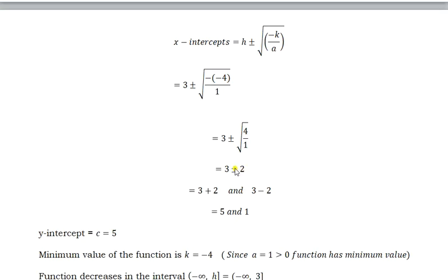3 plus minus 2 means we have two values: 3 plus 2 and 3 minus 2. 3 plus 2 is 5 and 3 minus 2 is 1. So these are the x-intercepts. What are they? 5 and 1.